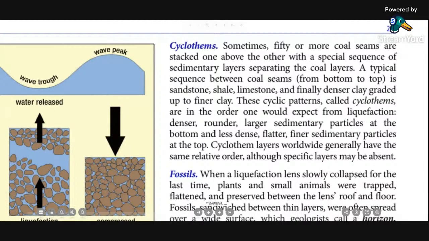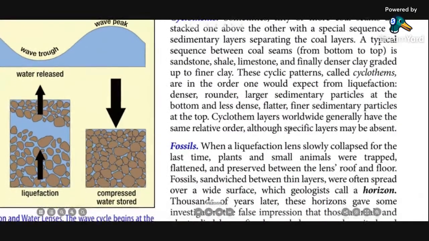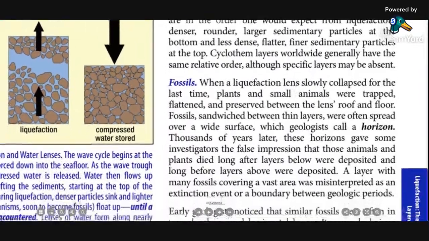These cyclical patterns, called cyclothems, are in the order one would expect from liquefaction: denser, rounder, larger sedimentary particles at the bottom and less dense, flatter, finer sedimentary particles at the top. Cyclothem layers worldwide generally have the same relative order, although specific layers may be absent.